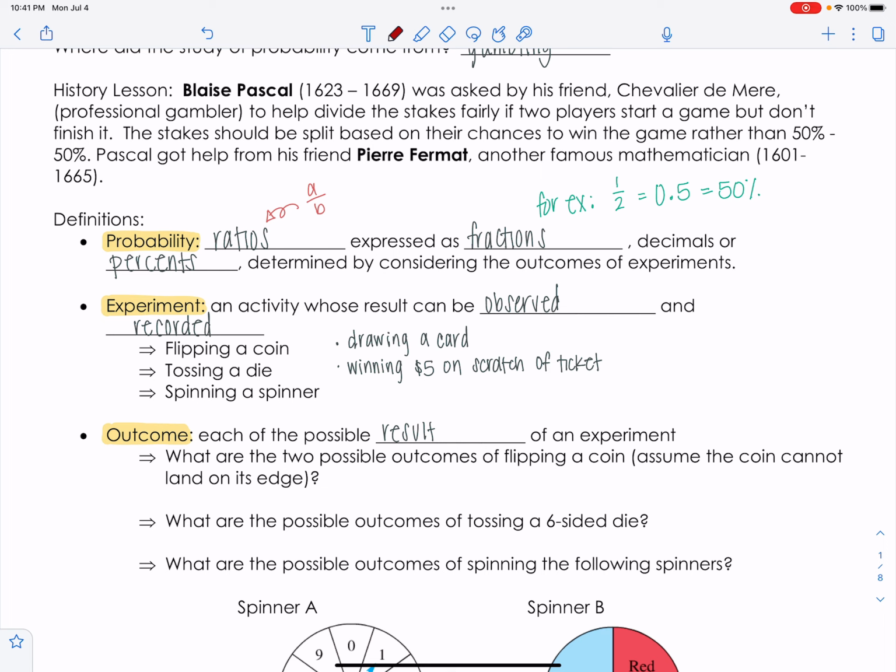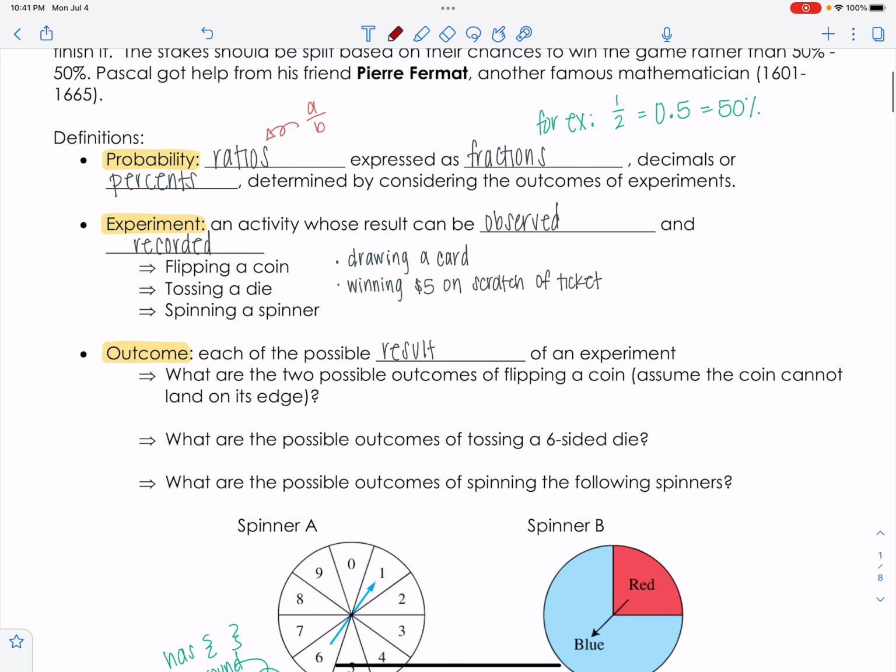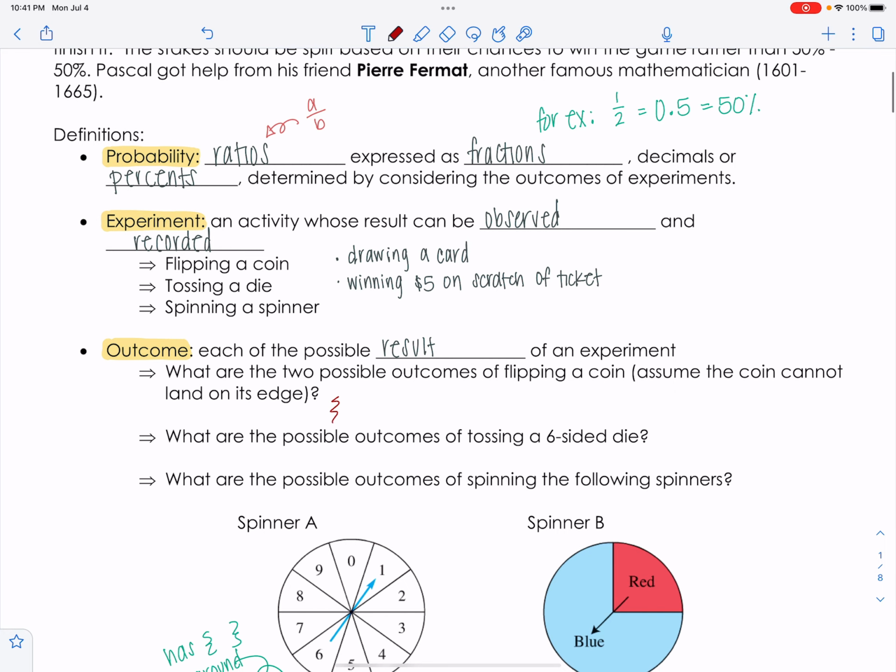Before we look at our spinners, let's think about a very simple example of flipping a coin. The question says, what are the two possible outcomes of flipping a coin? We're always going to assume that a coin cannot land on the edge. So if I flip any standard coin, my possible outcome is either going to be I'll flip a head or I'll flip a tail. And so the outcomes of that are a head or a tail. You'll notice I have those little curly brackets around it. That's just because the outcome we're going to see in just a second is going to be our sample space.